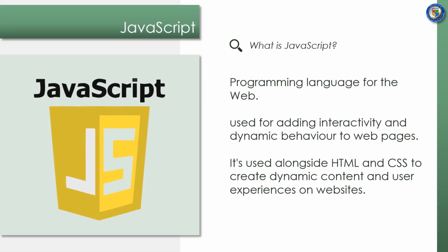Well, firstly, what is JavaScript? It's a programming language for the web. It's used for adding interactivity and dynamic behaviour to our web pages, and it's normally used alongside HTML and CSS to create our web pages.